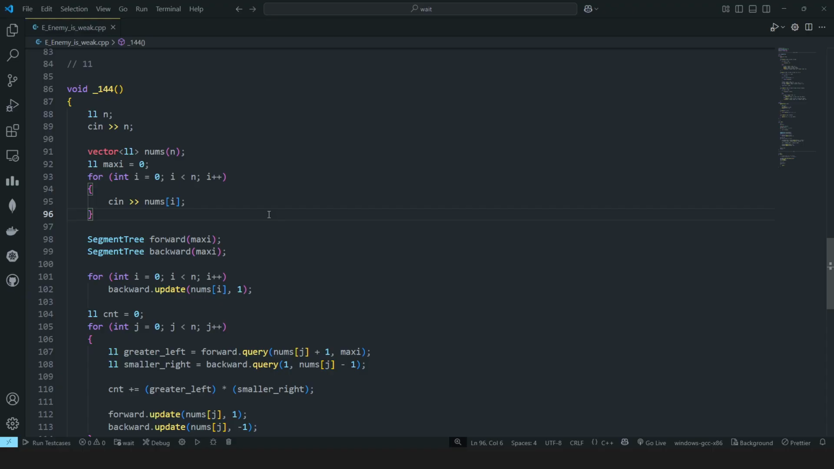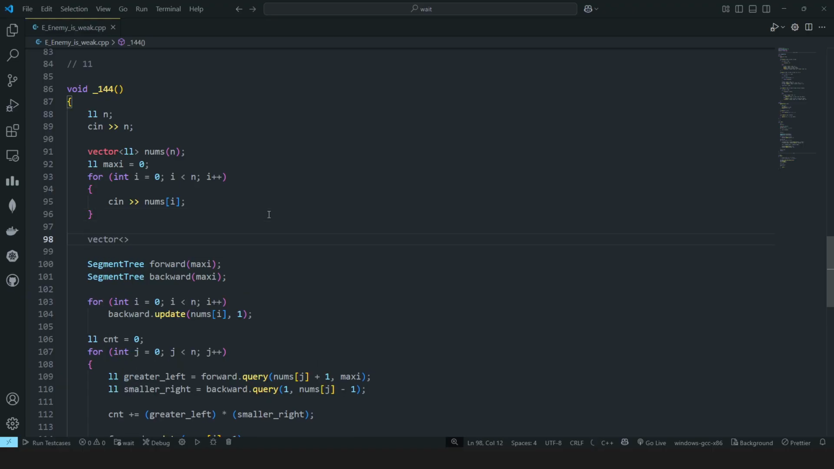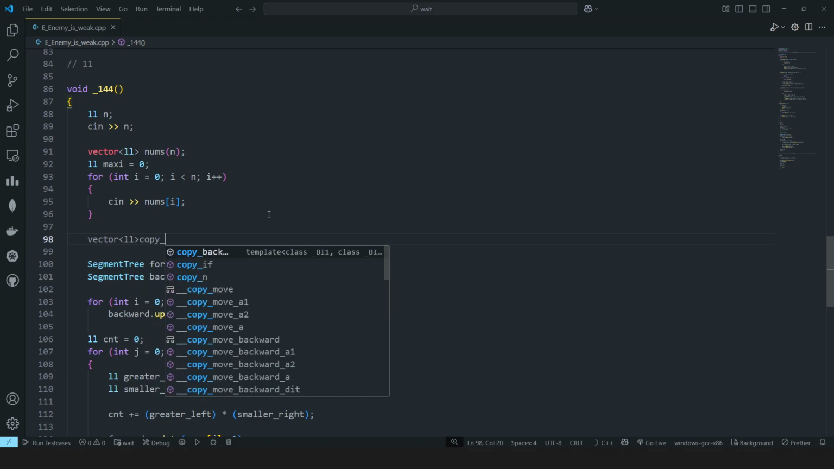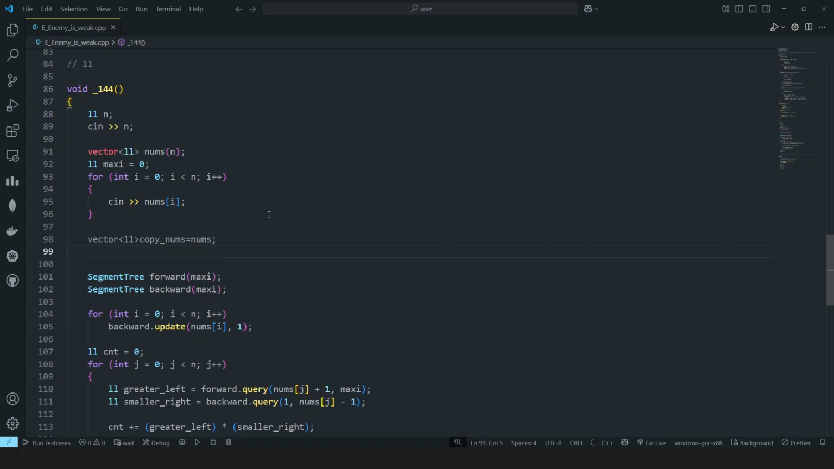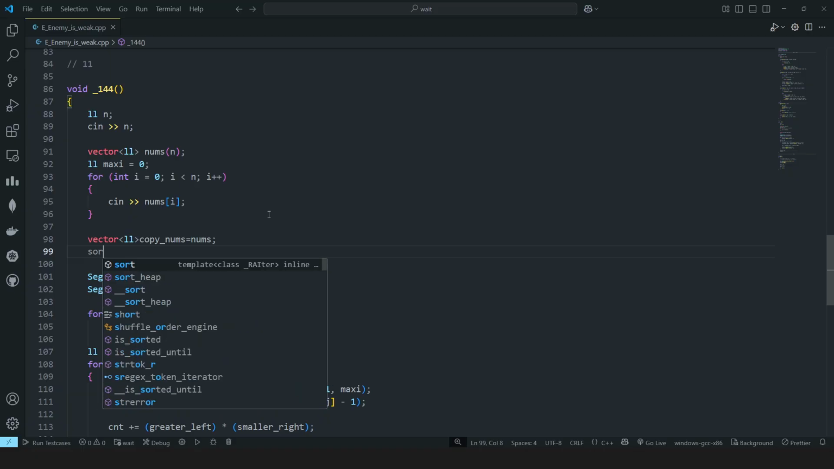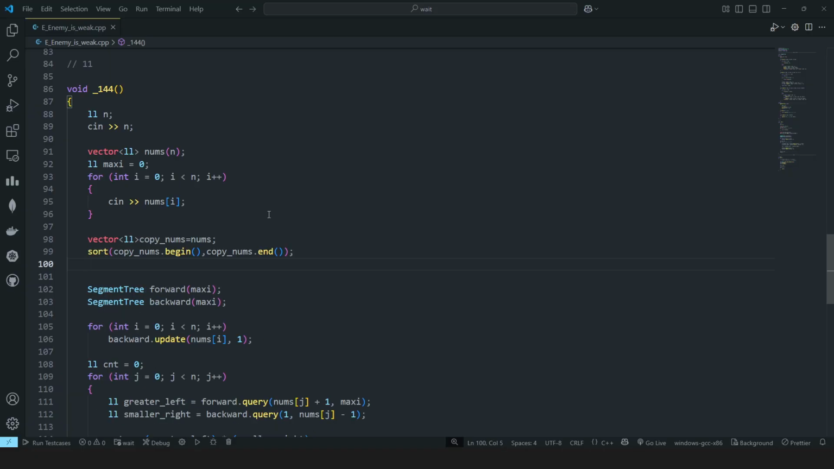Instead, after taking the input, I will make another copy of this array, as I told you. Let's name it copy of nums, and it will be equal to this nums only. After doing this, we just have to sort this array, so I will say sort. After sorting it, we have to remove the duplicates, right? So in order to remove the duplicates, I will write this statement, which will actually remove the duplicate elements from this copy nums array.